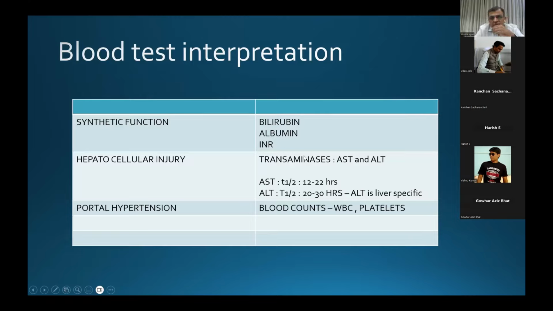Hepatocellular injury is interpreted by the transaminases, and here again you have the half-life of these transaminases, and you would always have a situation where the ALT levels will be a little bit more elevated for a longer length of time as compared to AST. And then of course you look at portal hypertension through pancytopenia, etc.